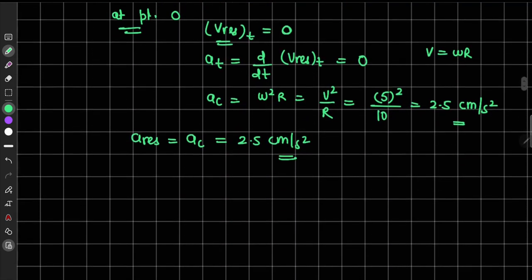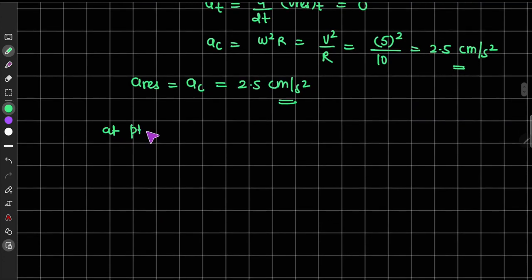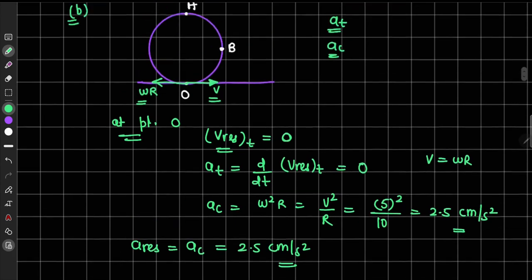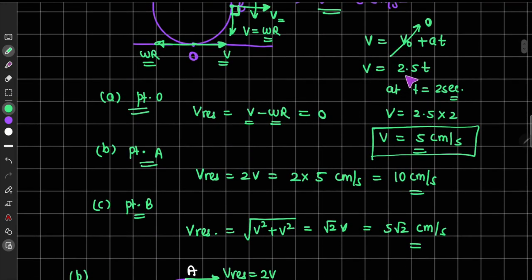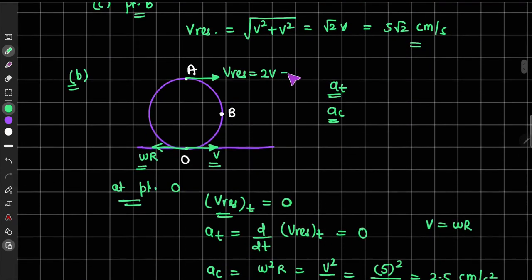Now let us talk about point A. At point A we are having the resultant velocity in this direction, and that is equal to 2 times v, and at any particular time instant we have found out v as 2.5 into t, so we can write 5 into t. So this is the resultant velocity we got in the tangential direction. And if we talk about the centripetal acceleration, that will be in this particular direction, and the tangential acceleration will be in this particular direction.